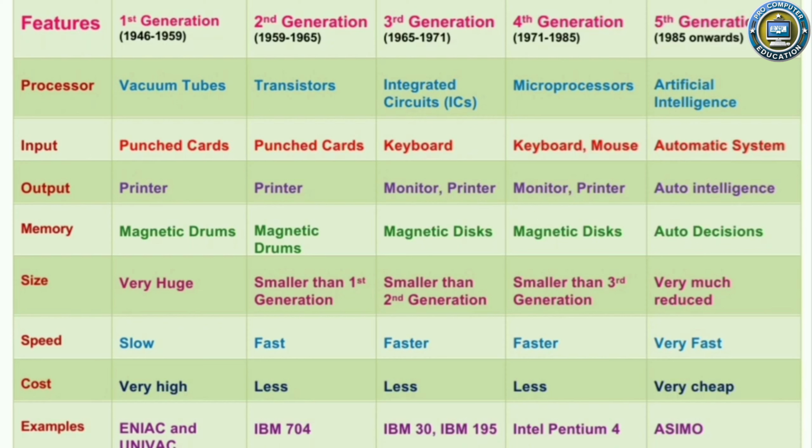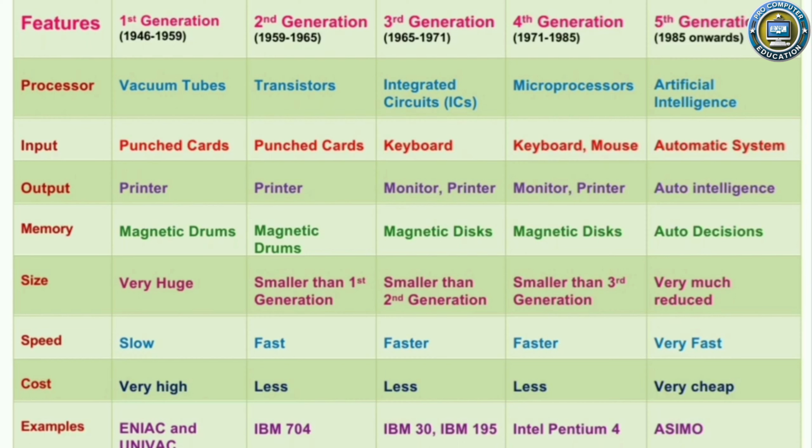Next, about memory: in first generation computers, memory is magnetic drums; in second generation, magnetic drums; in third generation, magnetic disk; in fourth generation, magnetic disk; in fifth generation, auto decisions. Next, about size: in first generation computers, size is very huge; in second generation, smaller than first generation; in third generation, smaller than second generation; in fourth generation, smaller than third generation; in fifth generation, size very much reduced.